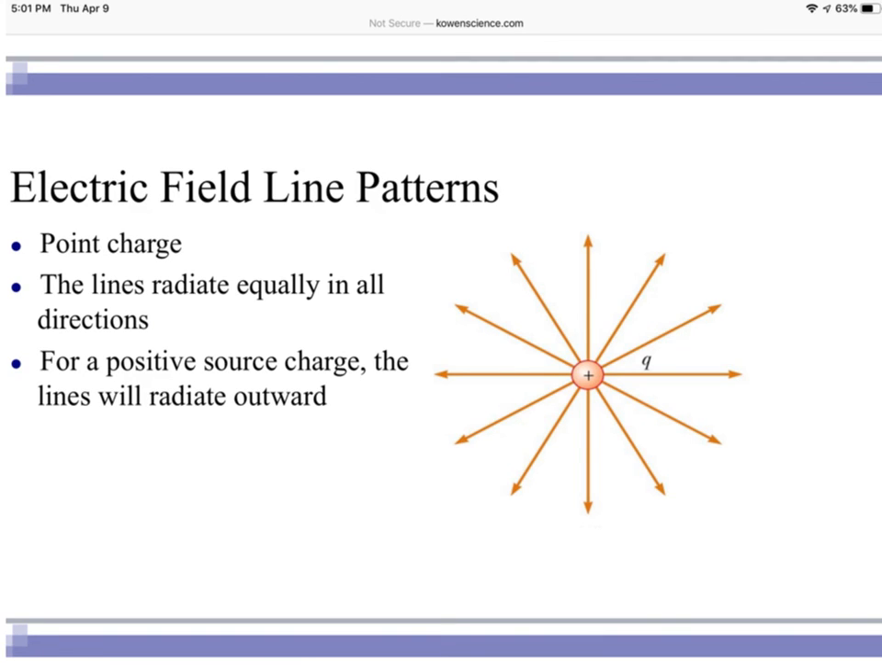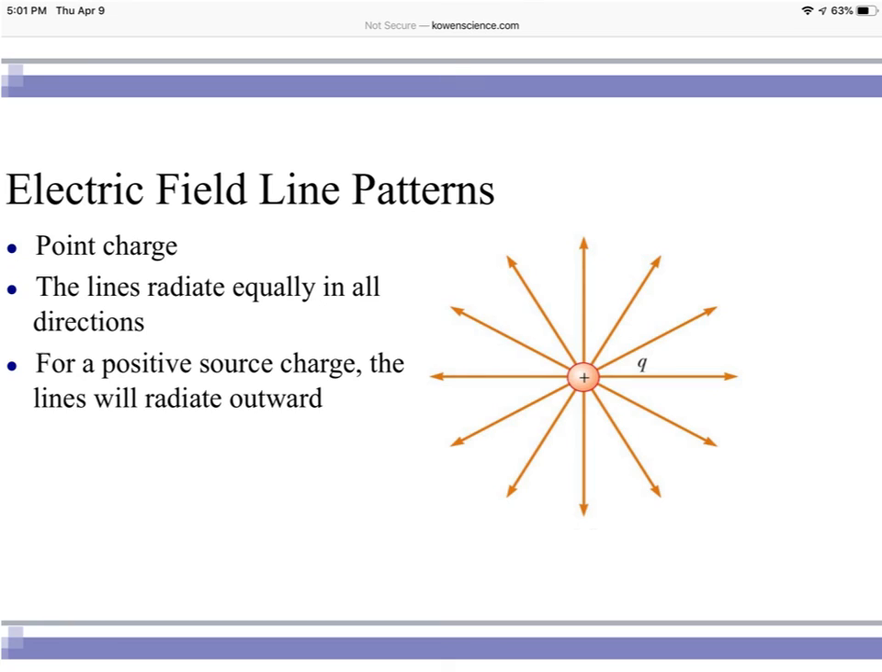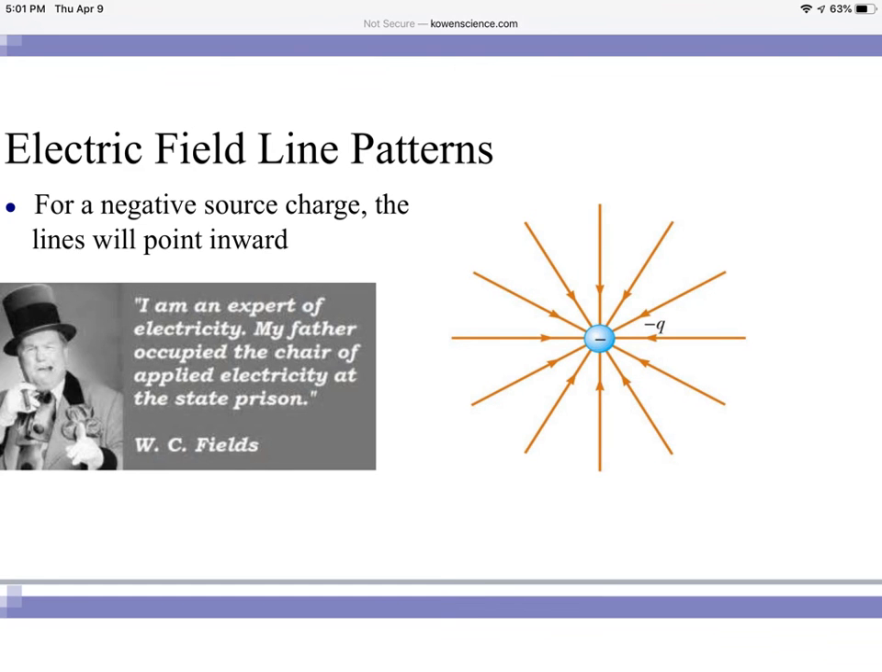So on this one right here with the point charge, you can see that the lines are radiating out in all directions, and you can see that they are moving away from that positive charge. Now for a negative source, you can see how the lines are pointing inward.